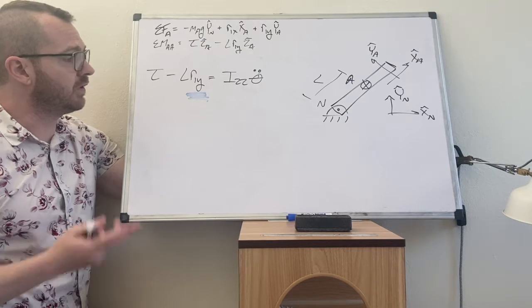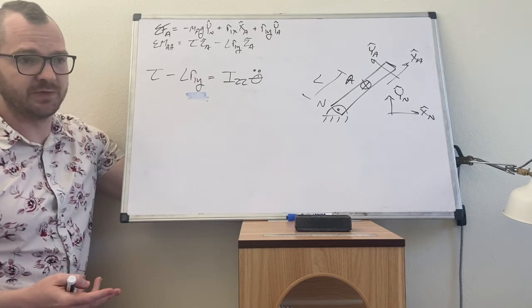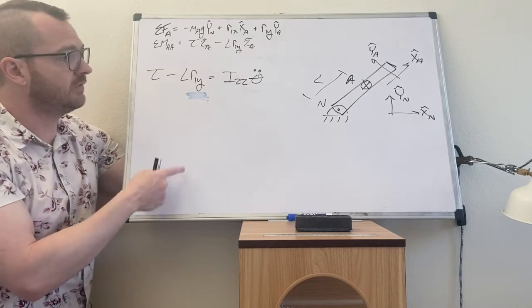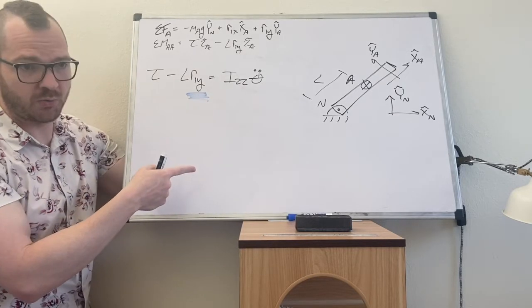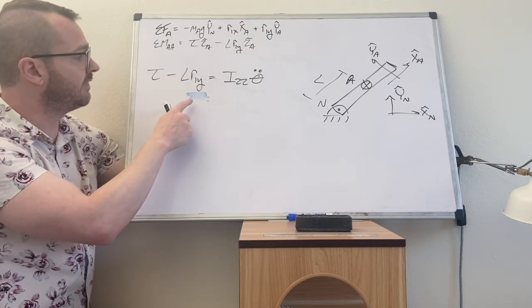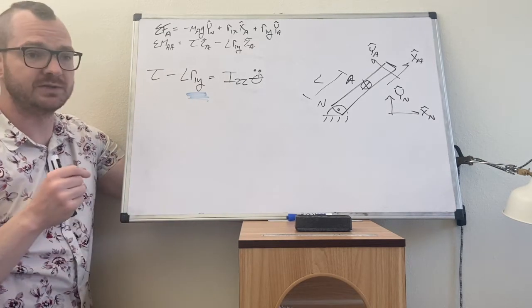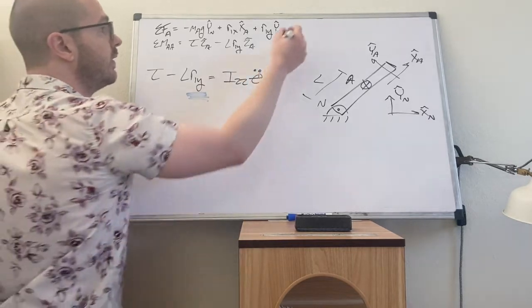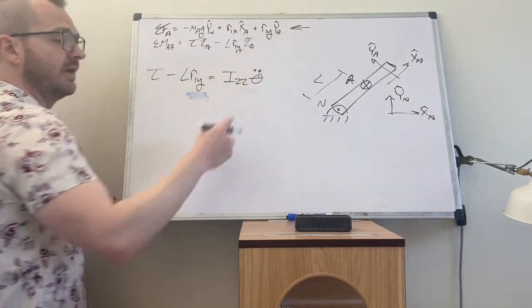Well, we only had one Euler's equation for this problem. We only had sum of moments about the center of mass. Now, we could do sum of moments about the pin joint, and we are going to later, but that's not going to help us here. If we want to get rid of this, we have to go find another equation to constrain it. So this is where Newton's second law comes in.